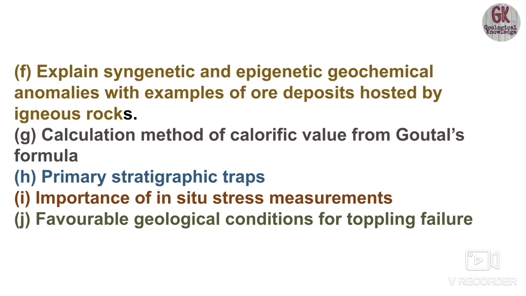1J is the favorable geological conditions for toppling failure. What are the favorable geological conditions for toppling failure to occur. That you have to talk about or write down.